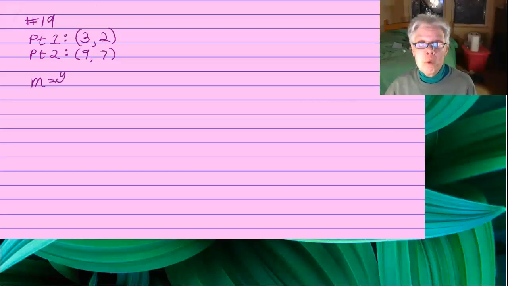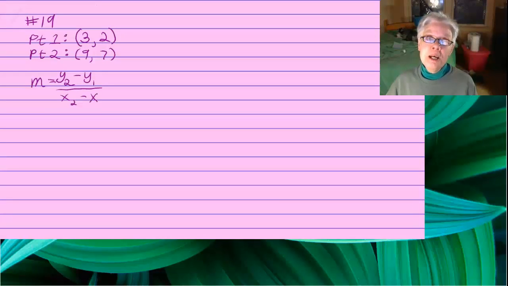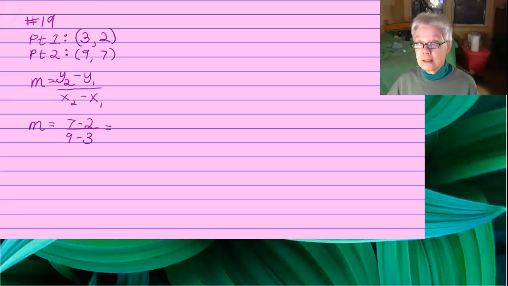Recall the slope formula: m equals y2 minus y1 over x2 minus x1. That's the rise over the run, the vertical distance over the horizontal distance. Now substitute the numbers into the variables. We calculate the slope by subtracting on top and then on the bottom.